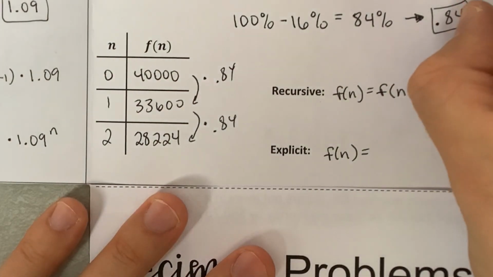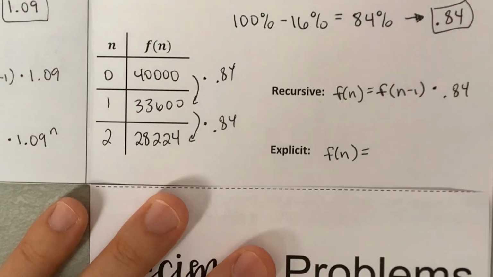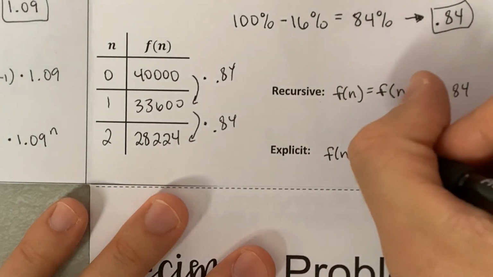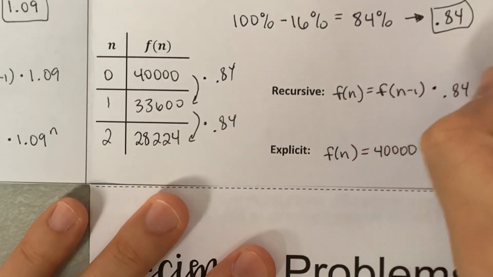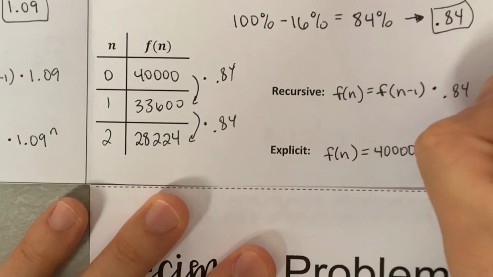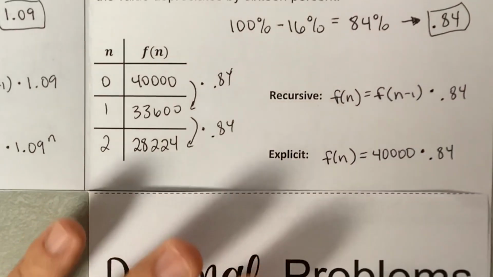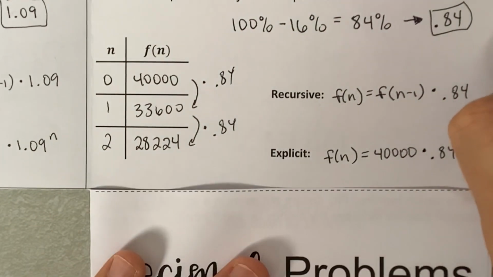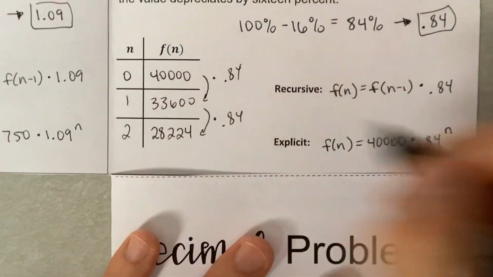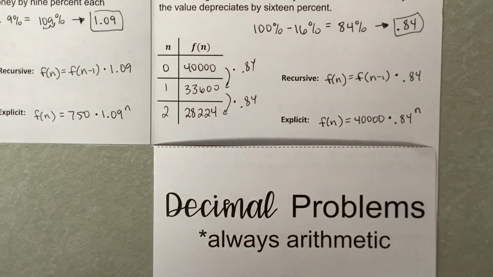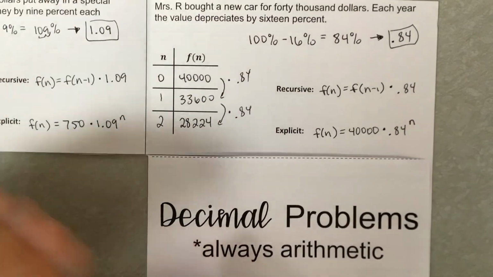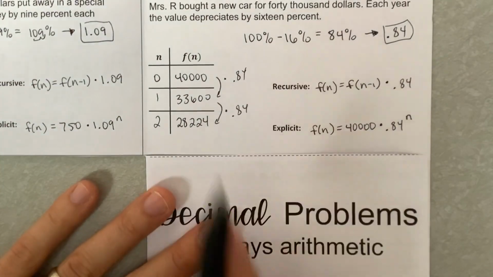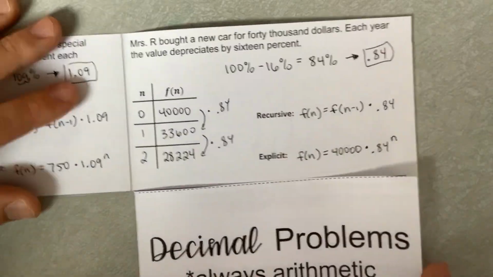My pattern was multiplying by 0.84. And then my explicit was, well, I started off with 40,000. My pattern or my change was multiplying by 0.84. And because it was explicit, it gets an exponent, and it times 0, so just n. That's it, we're done. That's all we gotta do, guys. Always involving that 100% in the beginning. Going up, going down. All right, let's do some decimal problems.